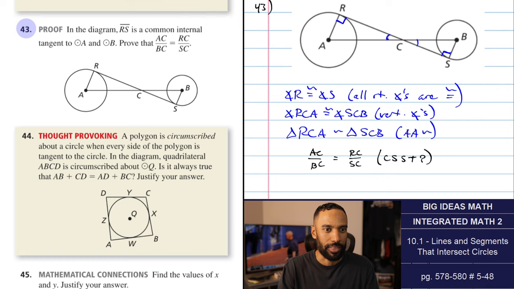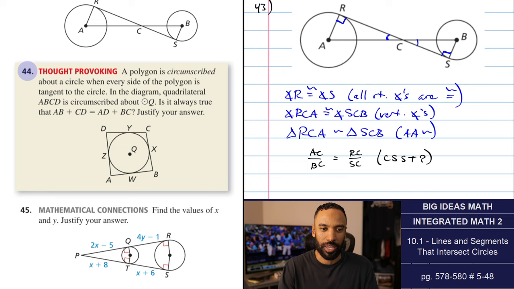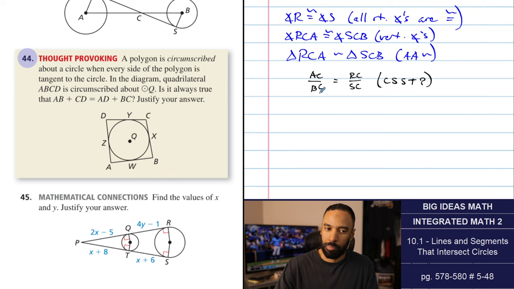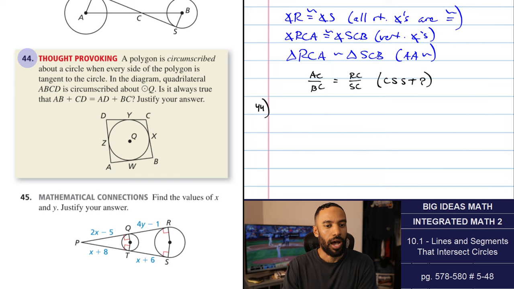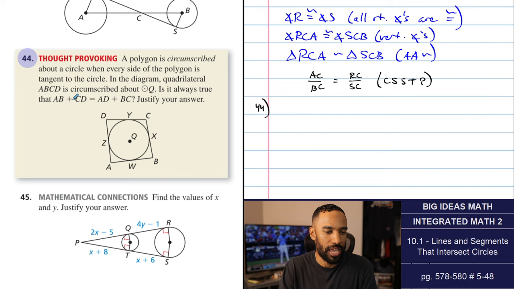Number 44, thought-provoking. A polygon is circumscribed about a circle when every side of the polygon is tangent to the circle. Well, we saw a problem like this, that perimeter one, before. In the diagram, quadrilateral ABCD is circumscribed about circle Q. Is it always true that AB plus CD equals AD plus BC? Justify your answer.